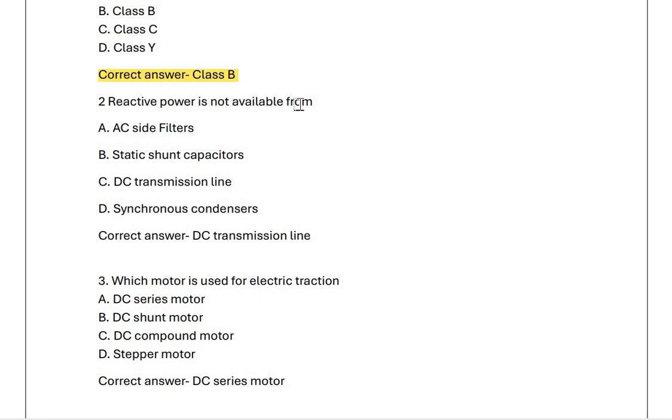2. Reactive power is not available from A. AC side filters, B. Static shunt capacitors, C. DC transmission line, D. Synchronous condensers. Correct answer: DC transmission line.